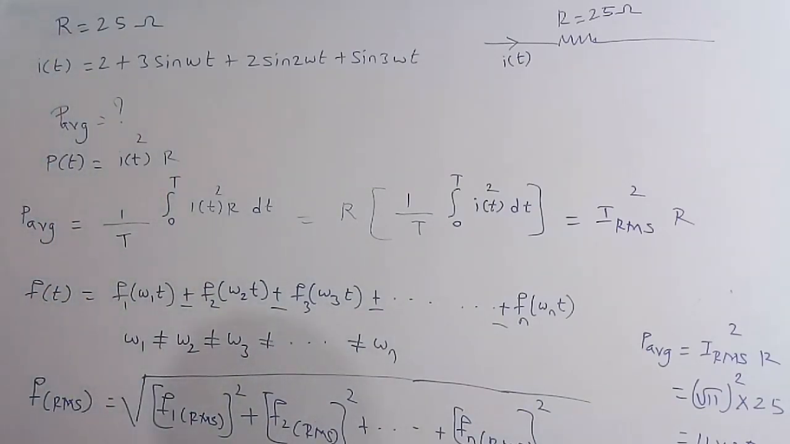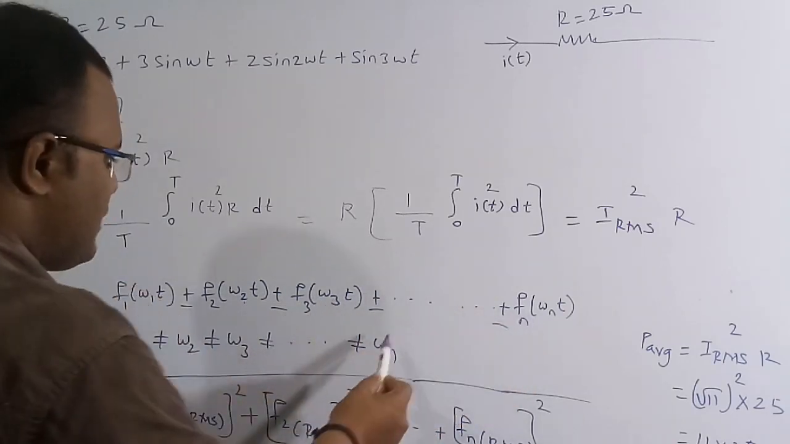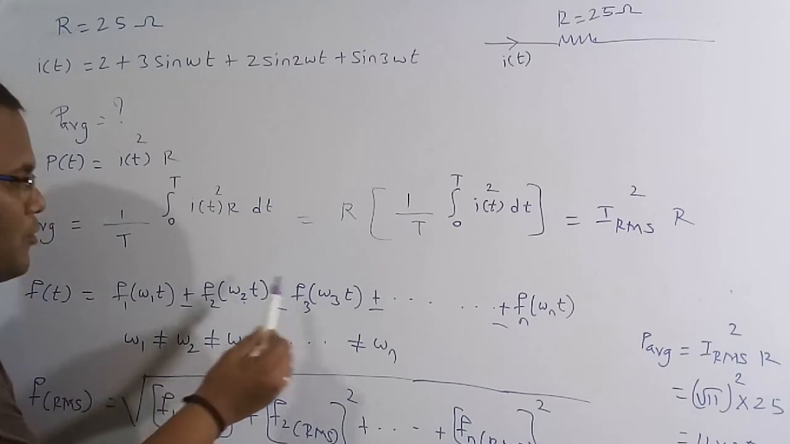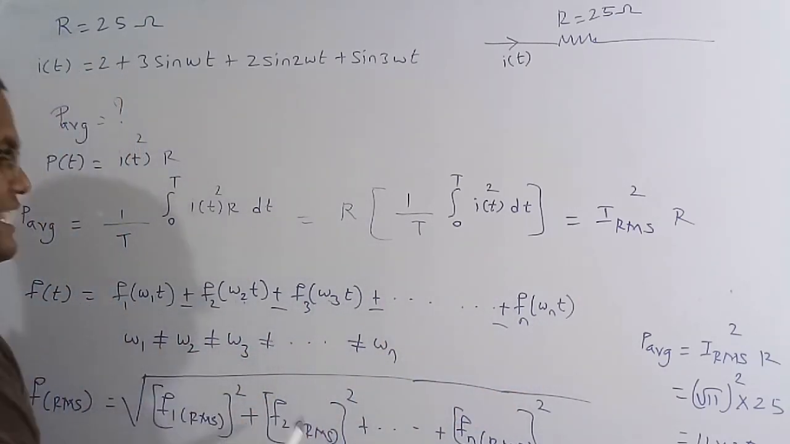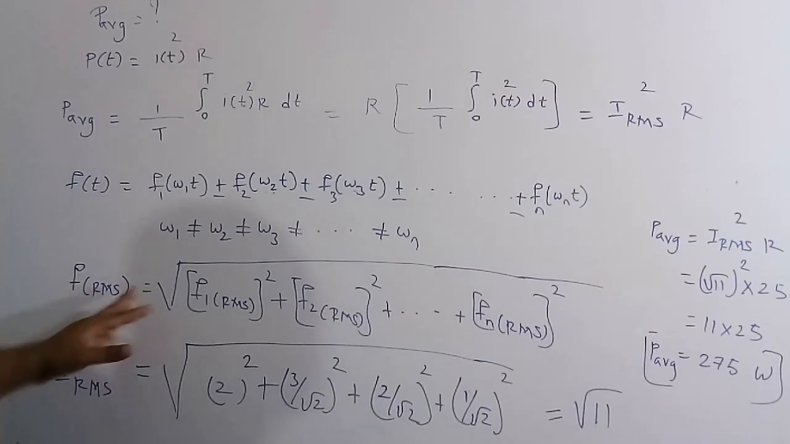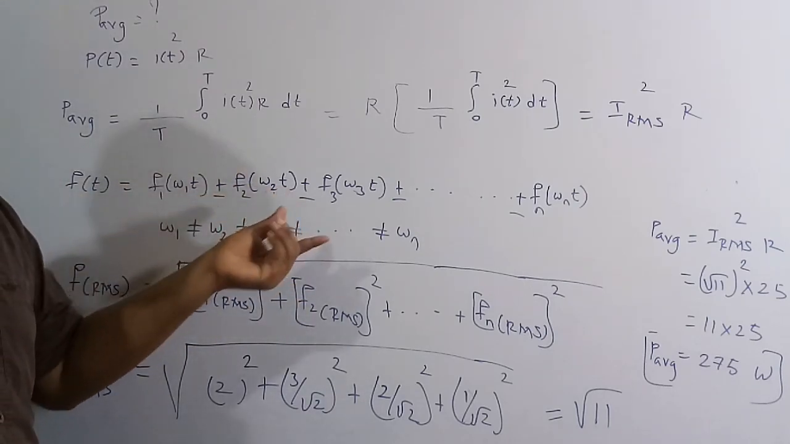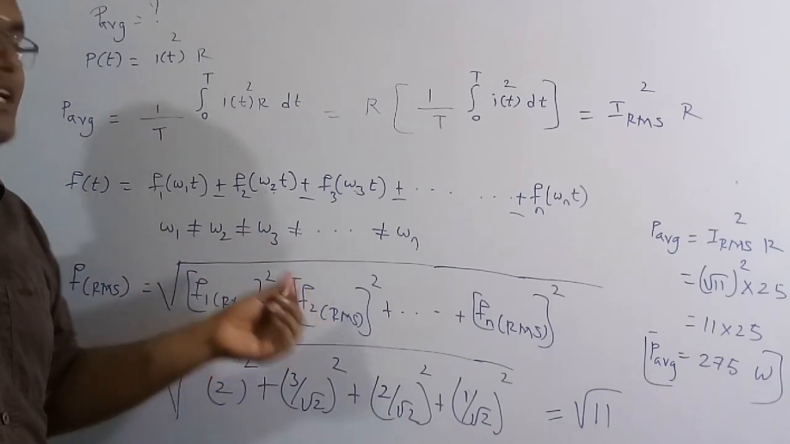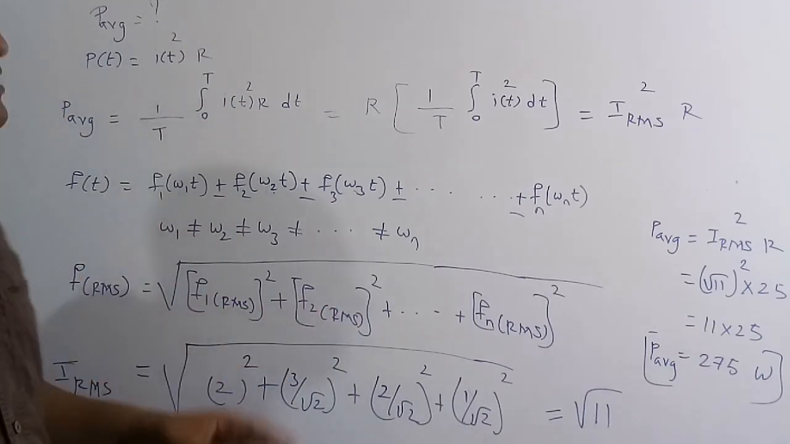Here, omega 1, omega 2, omega 3 up to omega n should not be equal. This is a condition you have to remember. All of them have to be different. Under that condition, the net RMS of this f of t is equal to the square root of the sum of the squares of the RMS of each and every signal. You have to take the square of the RMS of each signal and add them. No matter whether it is positive or negative, always add. So this is the formula.